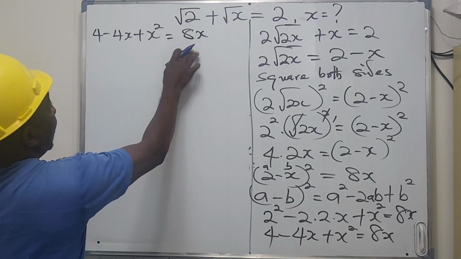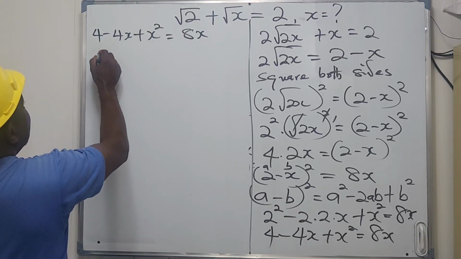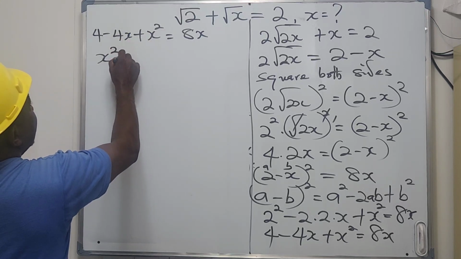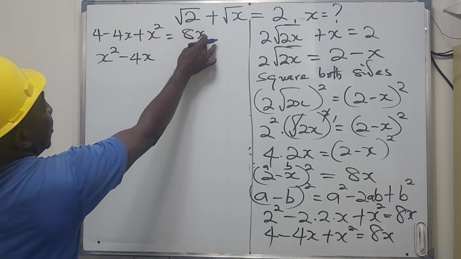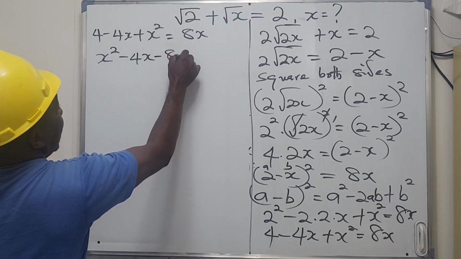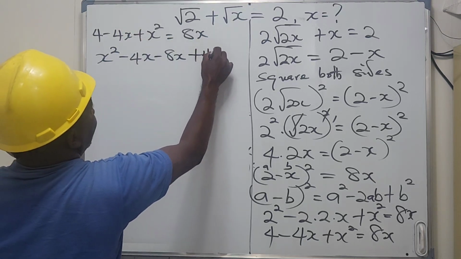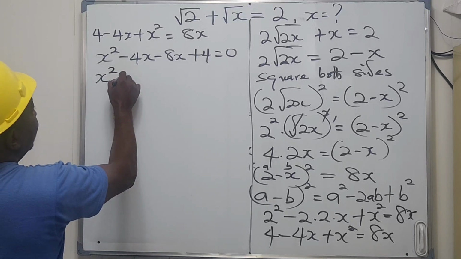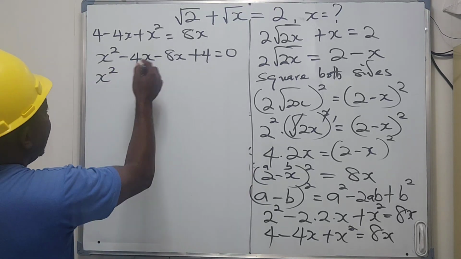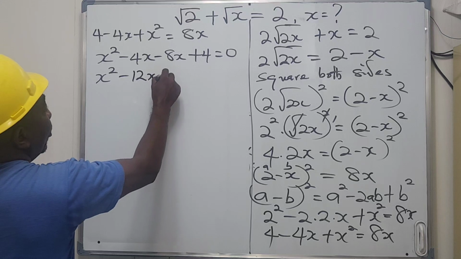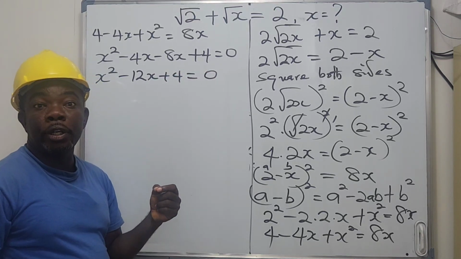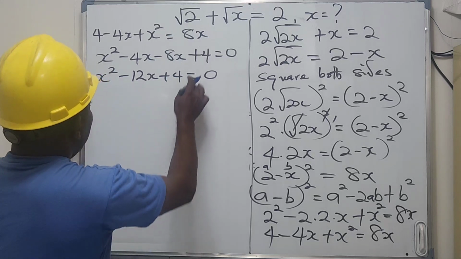So rearranging this, let's take x to the power of 2. We have minus 8. We have moved this, we have minus 8x, so the remainder is plus 4 equals 0. This is the same thing as x to the power of 2 minus 4x minus 8x is minus 12x plus 4 equals 0. And this is a quadratic equation. We can use a quadratic formula for us to find the value of x.